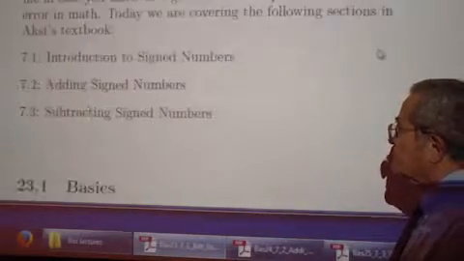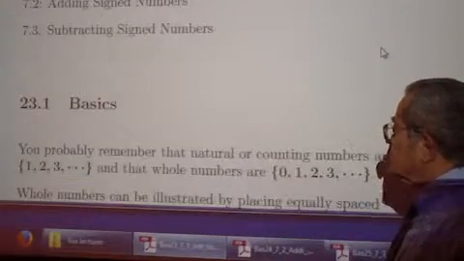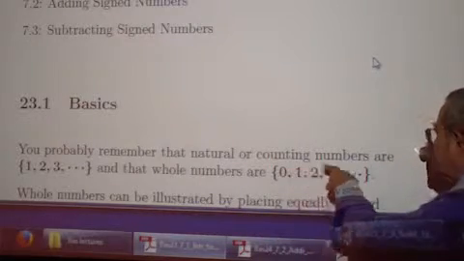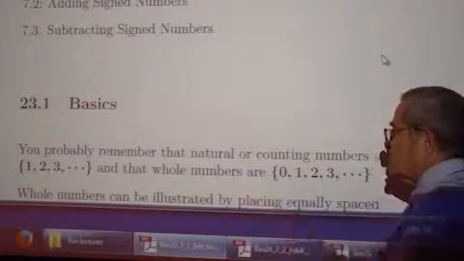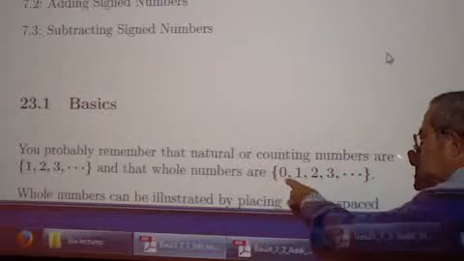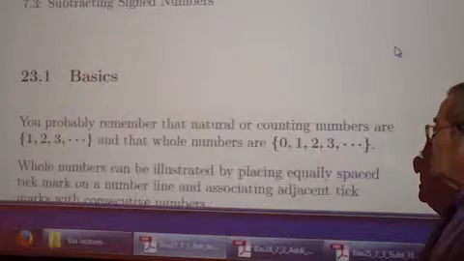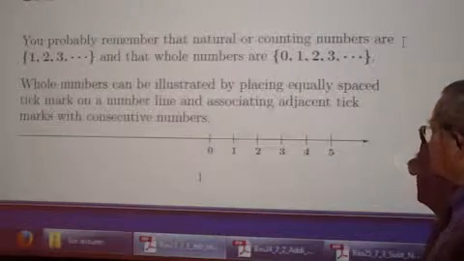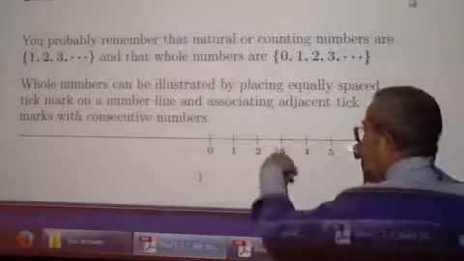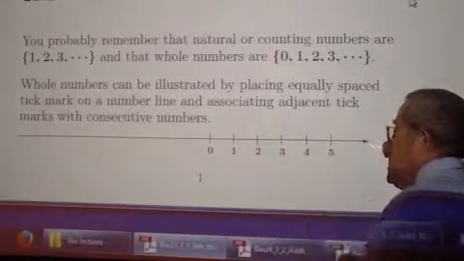Okay? So the basics. You probably remember that natural or counting numbers are 1, 2, 3, and so on. For whole numbers, you add the number 0. And the numbers illustrated can be put on a number line. You have tick marks. You have 1, 2, 3, and so on.